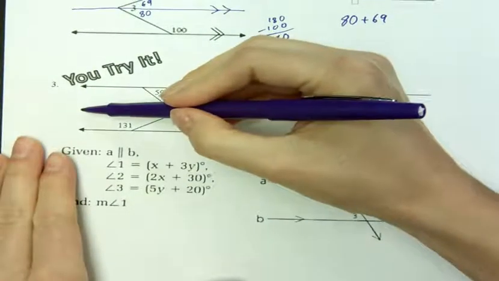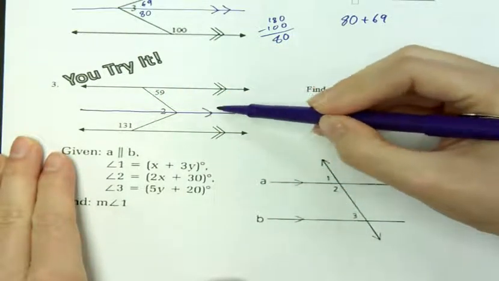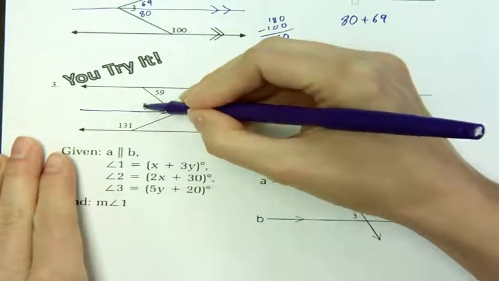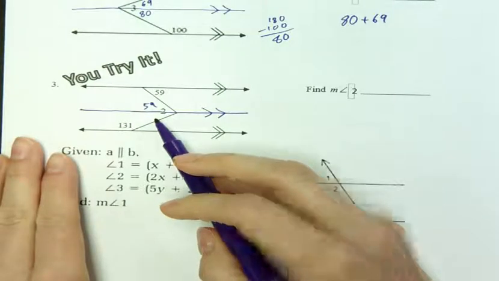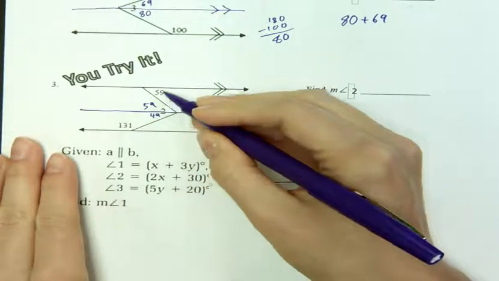Okay, so you guys just did this one. When you drew your parallel line, what two angles did you get in the middle? 59 and 131? 49, right? So how do we know that this one had to be 49 and that had to be the same?